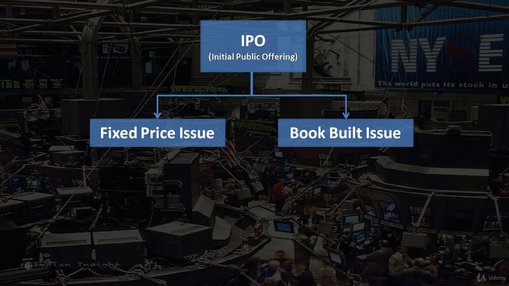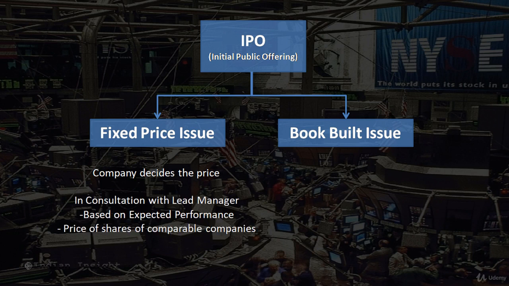In a fixed price issue, the company issuing the security decides the issue price by consulting a lead manager. A lead manager may be an investment banking firm. This lead manager justifies the price based on the expected performance of the company and also on the basis of price of shares of comparable companies in the market. The issuing company then may inform the public about the issue price along with all the relevant information related to the company's past financial performance. The investors can then take a decision on whether they would like to invest at the issue price or not.